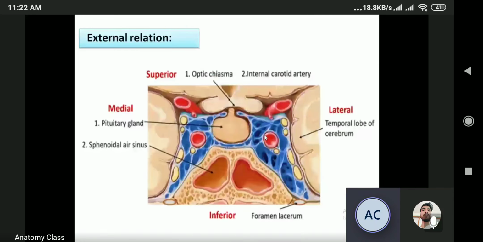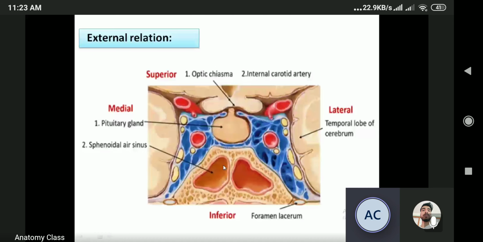So once again, to get oriented with this picture, this is coronal section through the middle cranial fossa at the level of cavernous sinus. Okay, here we can see pituitary gland. Okay, above the pituitary gland, this is optic chiasma. Now, superior relation of this cavernous sinus, superiorly it is related with optic chiasma and internal carotid artery. Okay, this is internal carotid artery. And then medially, medial relation of cavernous sinus is medially it is related with pituitary gland and sphenoidal air sinus, isn't it? Cavernous sinus here, this is medial wall of the cavernous sinus, and it is related with pituitary gland as well as sphenoidal air sinus.